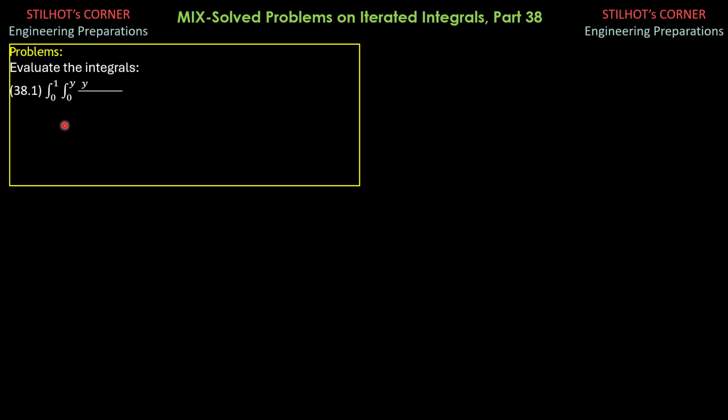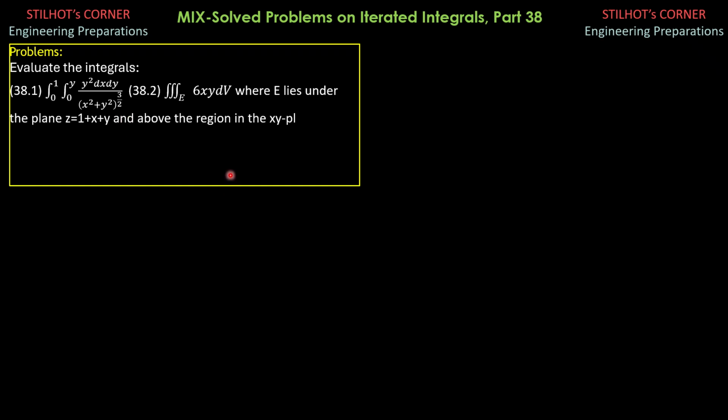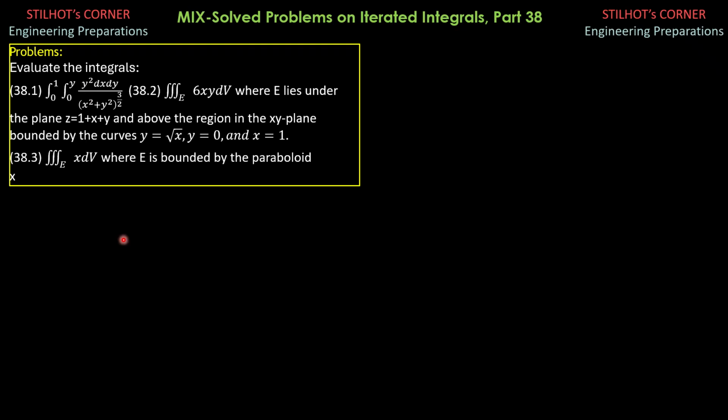Evaluate the integral from 0 to 1, 0 to y squared dx, dy over quantity x squared plus y squared to the 3 halves. So let's focus first on 38.1. Although there are 3 problems here, this video is relatively longer than the preceding videos.